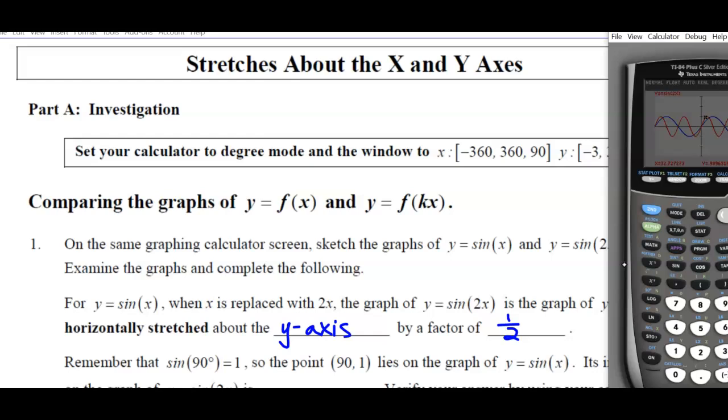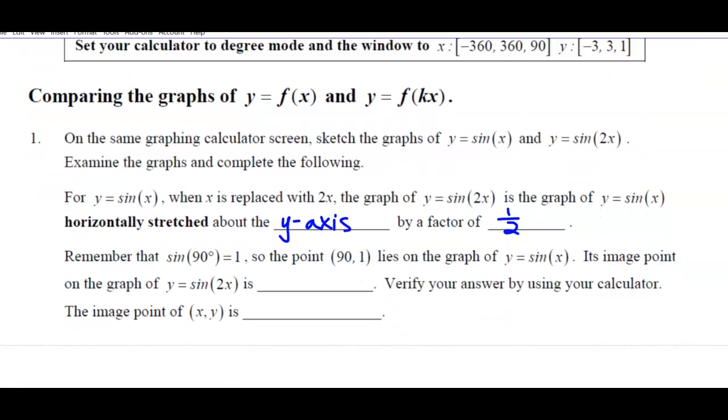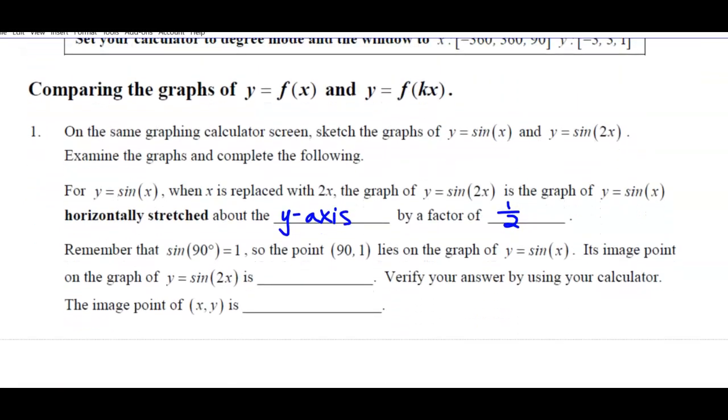Okay? That means it's getting smaller. The period, the length of that cycle is smaller. It's half as much as it was before. Okay? So, remember that sine of 90 is 1. So the point (90, 1) lies on the original graph. Its image point on the new graph then is what? So if we're stretching by 1/2, let's take a look here.